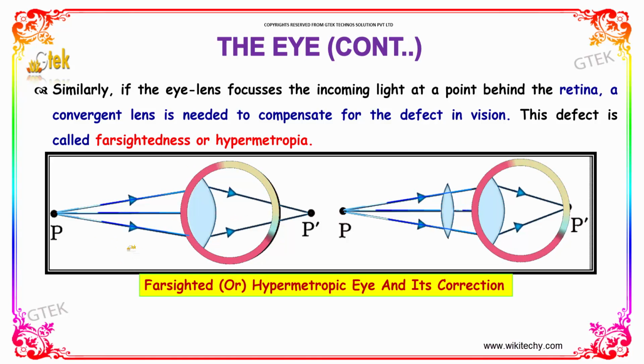Similarly, if the eye lens focuses the incoming light at a point behind the retina, a convergent lens is needed to compensate for the defect in this vision. This defect is called farsightedness or hypermetropia. So you can see here that the farsightedness has been corrected.